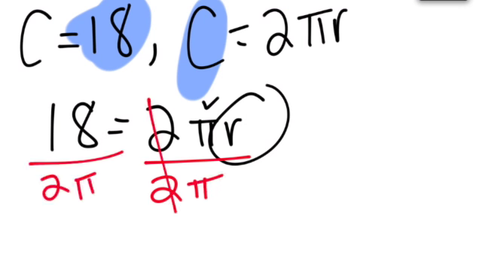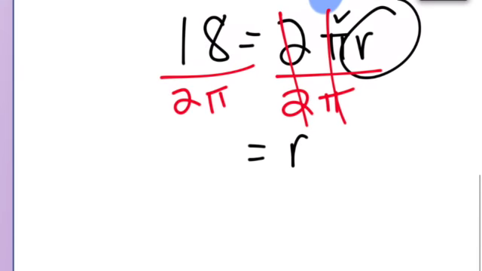So now the 2 pi's cancel out, and now you're just going to be left with the radius all by itself on the right side. So let's go ahead and calculate 18 divided by 2 pi. You can do this in a couple of ways. You can just plug that into your calculator.